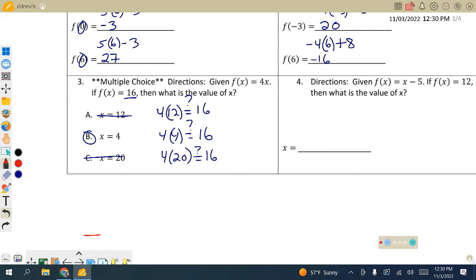You guys are smart enough to know 4 times what gives me 16. You're solving an equation there. So now Chloe said 7, right? Where am I getting a 7 from? x minus 5 has to be 12, right? So let's plug in, you said 7, right? Let's plug that in. What's 7 minus 5, Chloe? 2.